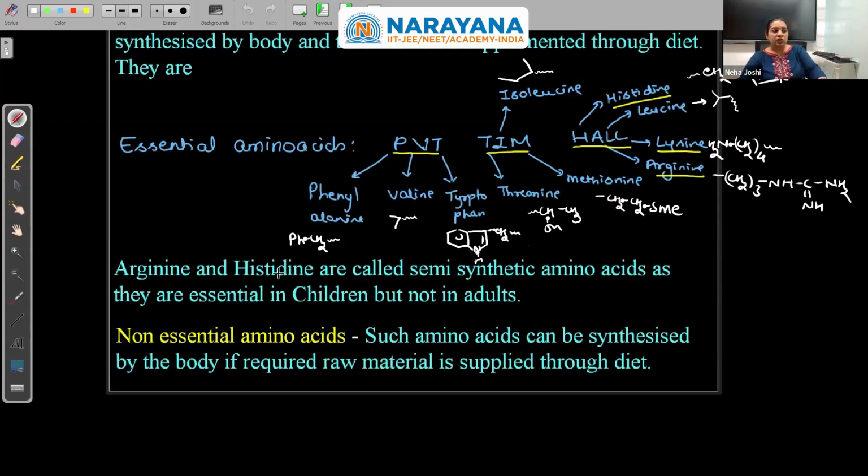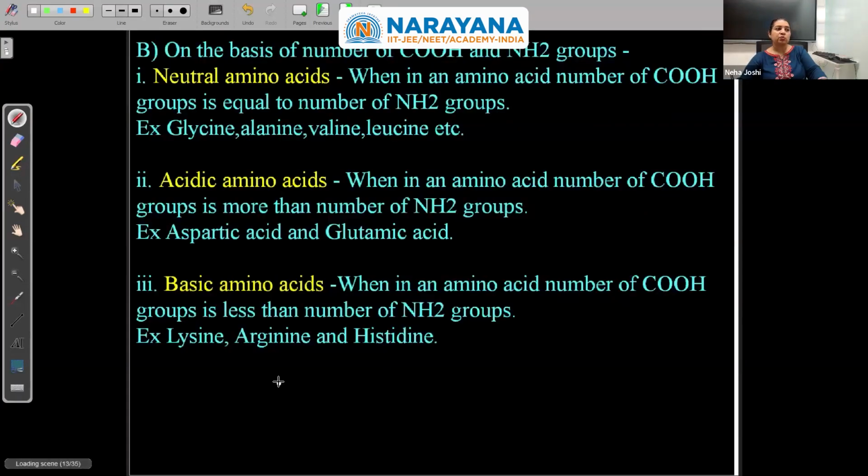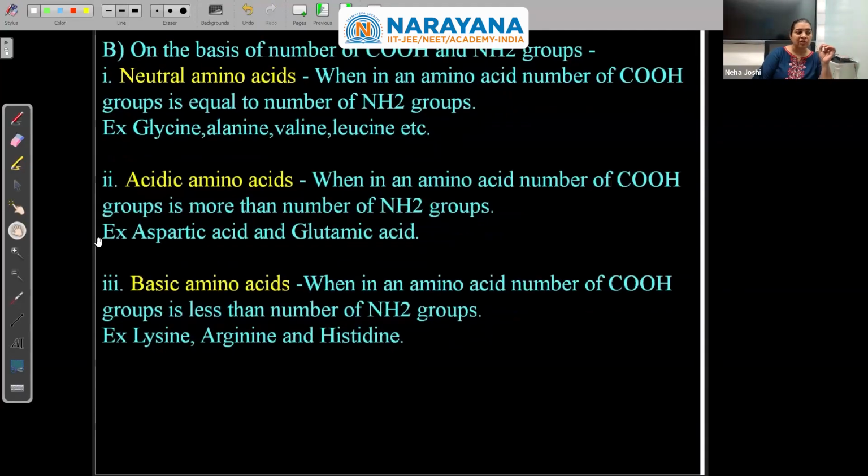Okay, so this is how I drew all the structures, and this you have to keep practicing. Arginine and histidine are also called semi-synthetic, as they are essential in children but not in adults. In adults, we can synthesize arginine and histidine. Non-essential amino acids are such amino acids which can be synthesized by the body if the required raw material is provided. So, which are non-essential? The rest 10 amino acids are non-essential amino acids. Naturally available amino acids are 20.